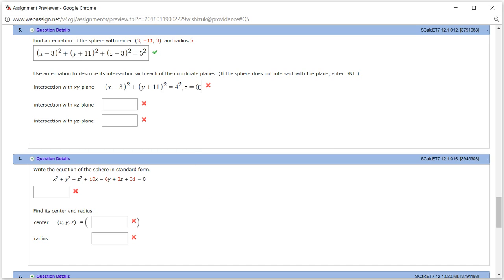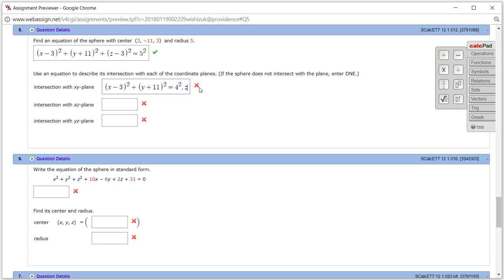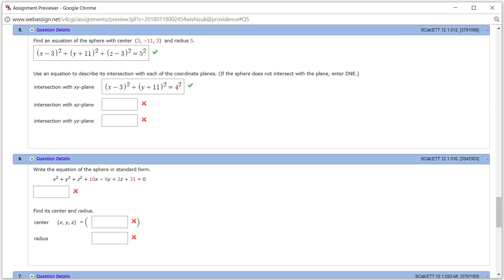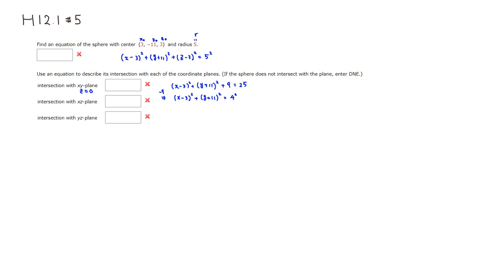Maybe they didn't want this z equals 0 sitting there. Let's try this. Sorry about that. Submit for testing. It came back and looks like that was the problem. Having z equals 0 is not incorrect, but the system didn't want to take that as the right answer. That's fine. Let's do the other ones.